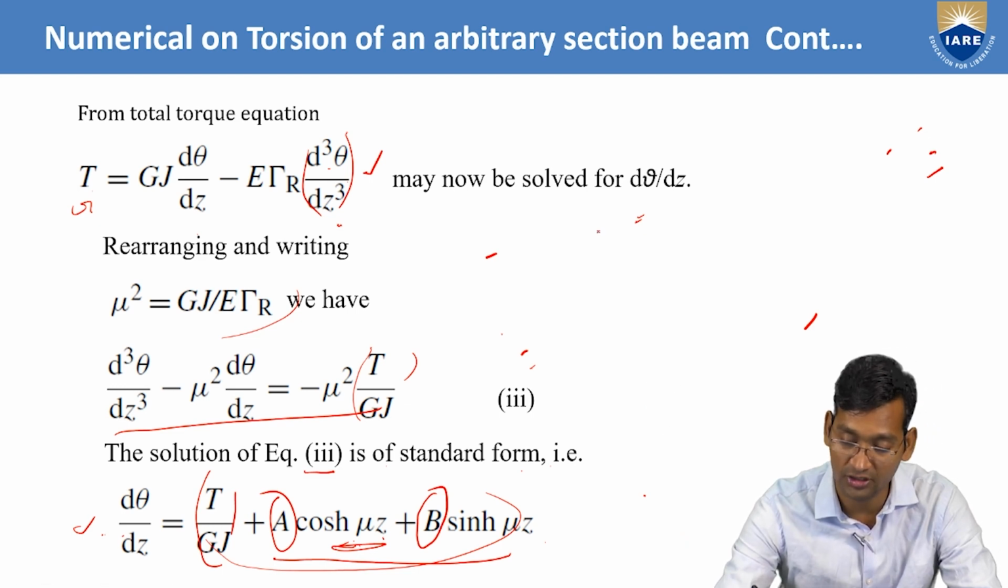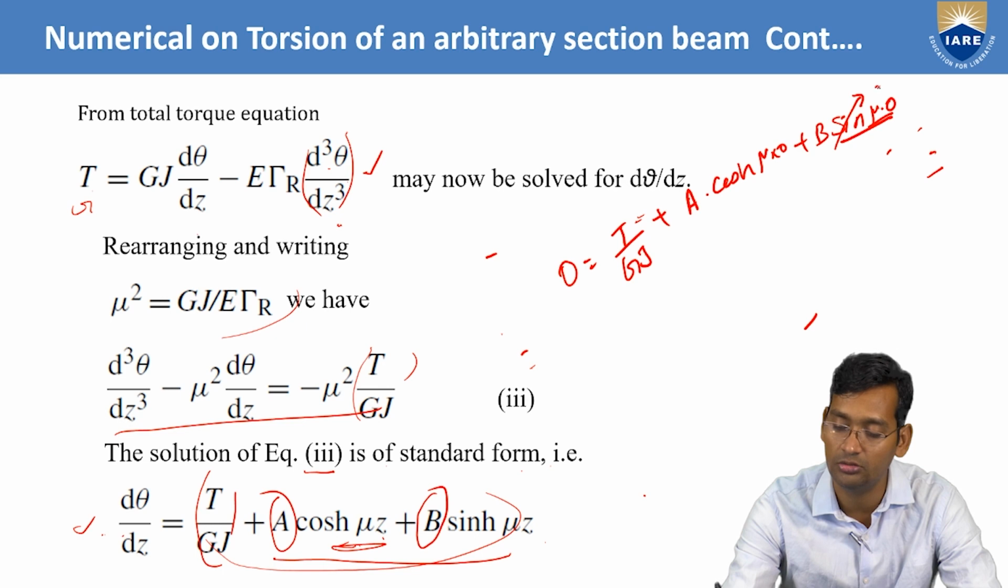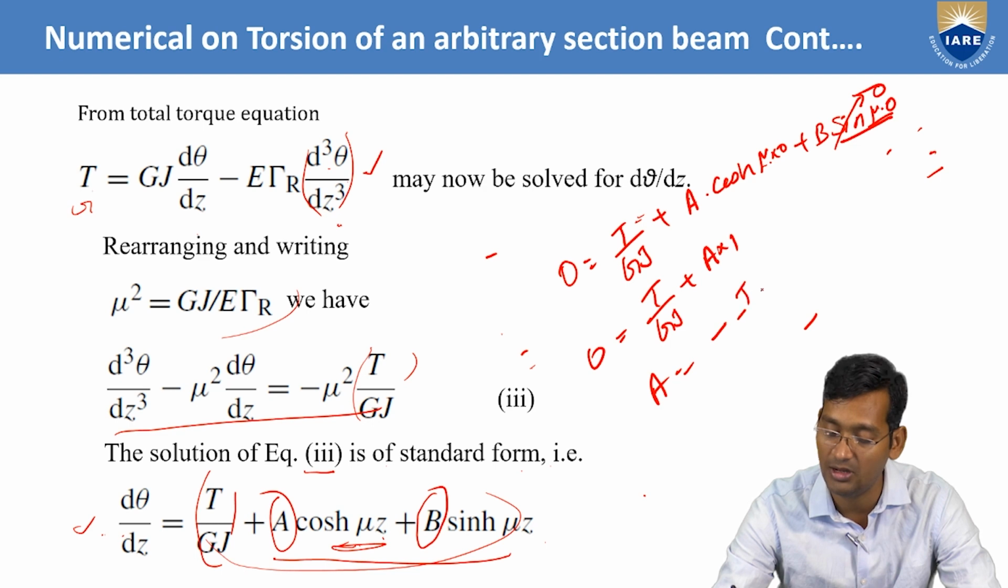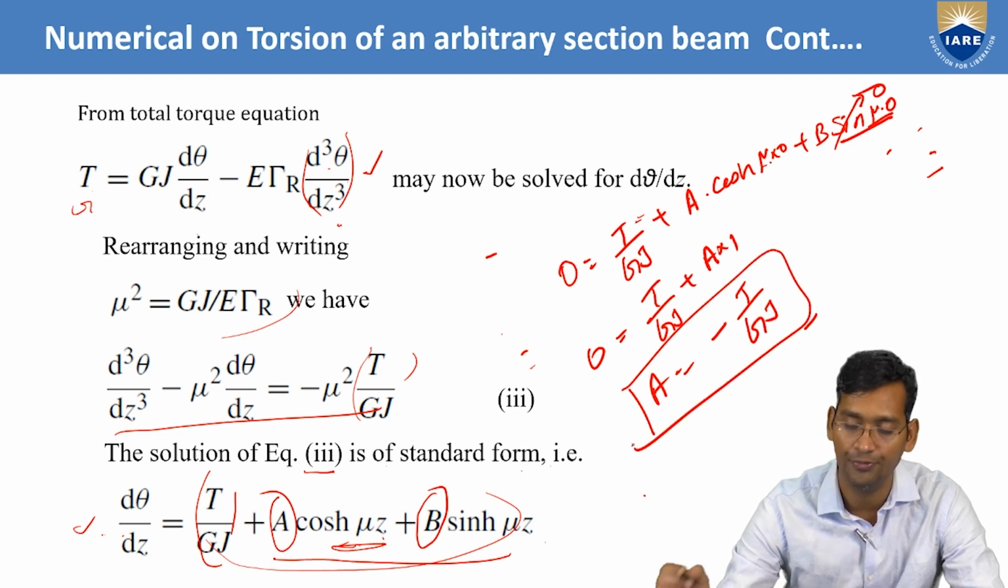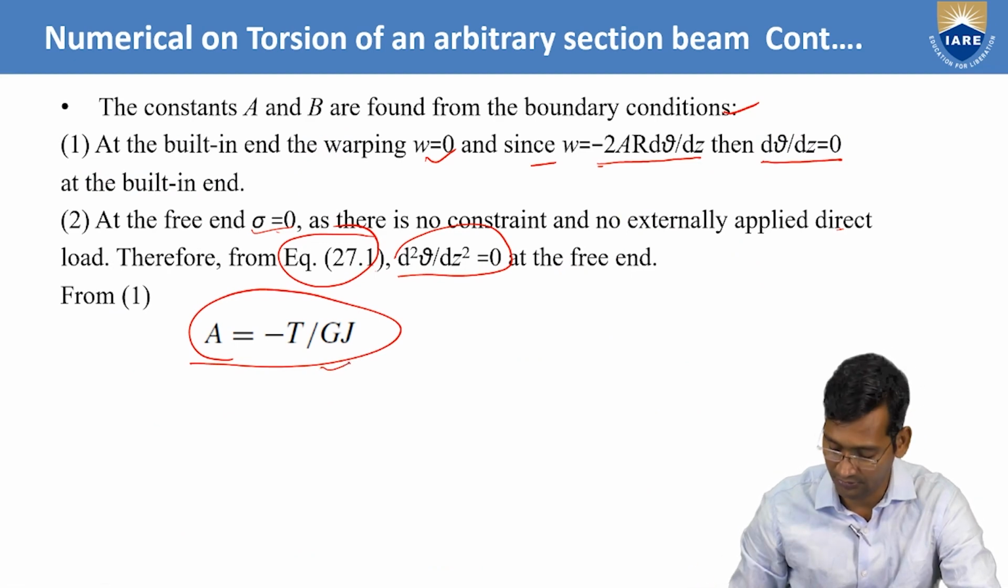When z is 0, I am putting that value 0, and dθ/dz also is 0, so 0 equals T by GJ plus A into cosh μ into 0 plus B sinh μ into 0. Mu into 0 is 0, sinh 0 is 0, right? So this whole thing is 0. Mu into 0 is 0, cosh 0 is 1. So T by GJ plus A into 1 equals 0. So from here A equals minus T by GJ. So now we have the value of A. Okay, so A equals minus T by GJ.